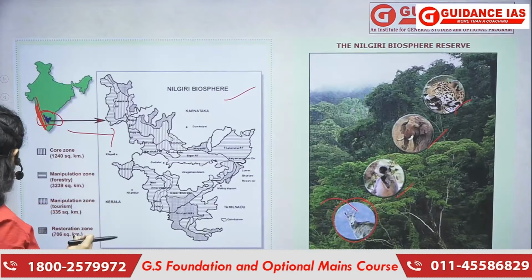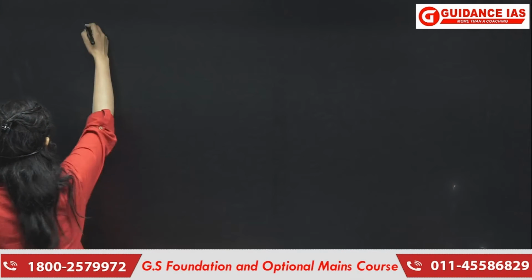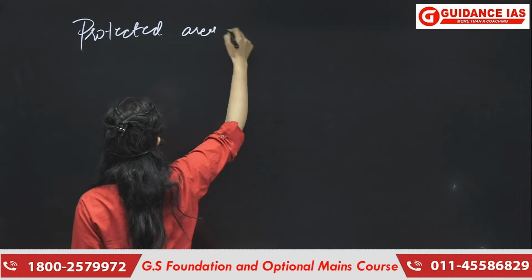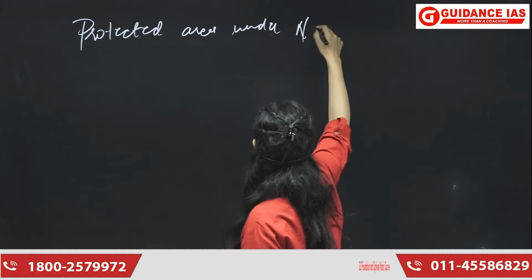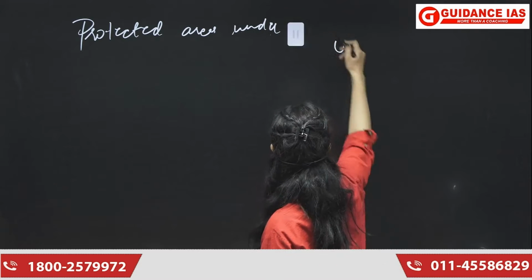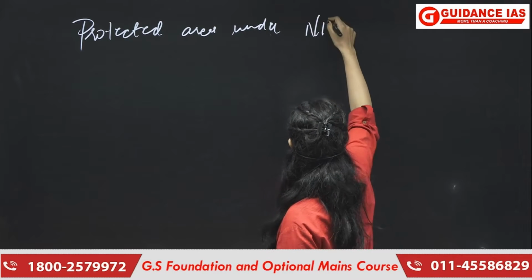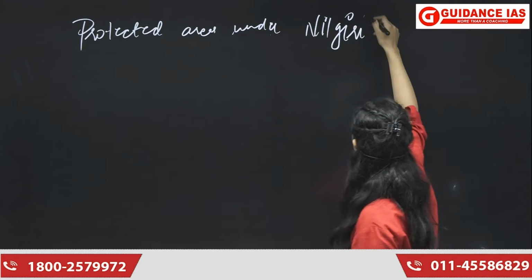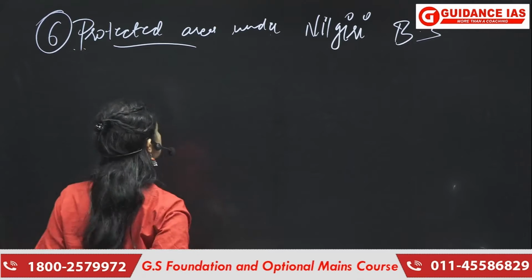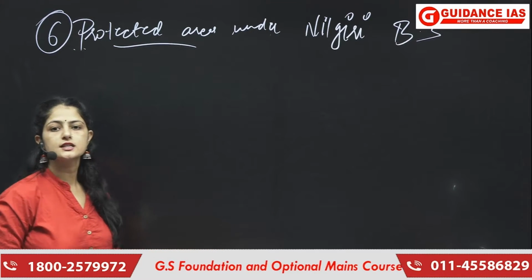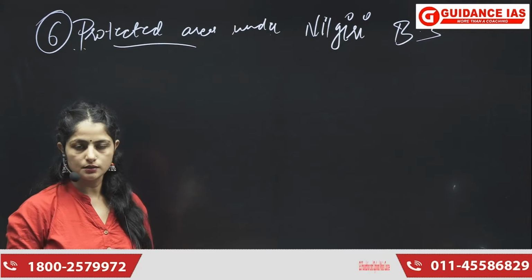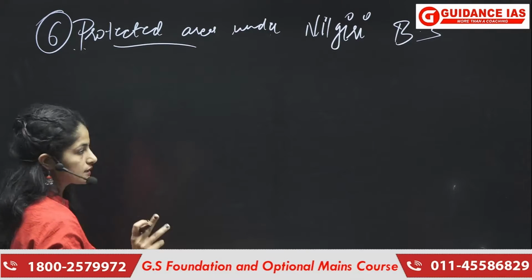Now there are certain protected areas which come under Nilgiri Biosphere Reserve. There are 6 protected areas, and yes, you have to remember the names of all the 6 protected areas, and I'll tell you the trick to remember them. मैं आपको बताऊंगी कैसे याद करना है. So these are the 6 protected areas.